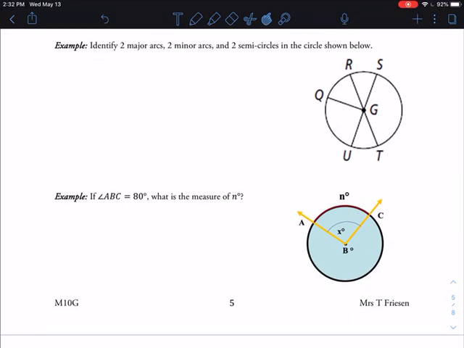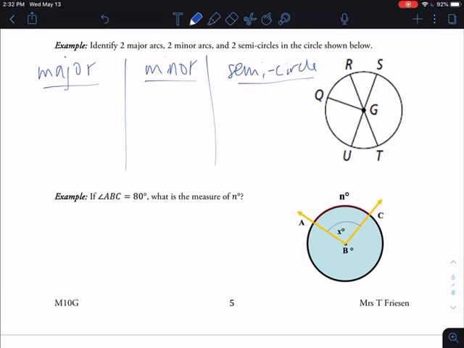All right, identify 2 major arcs, 2 minor arcs, and 2 semicircles. Let's do this. So I'm going to make a little category here for major arcs, a little category here for minor arcs, and a category for semicircles.